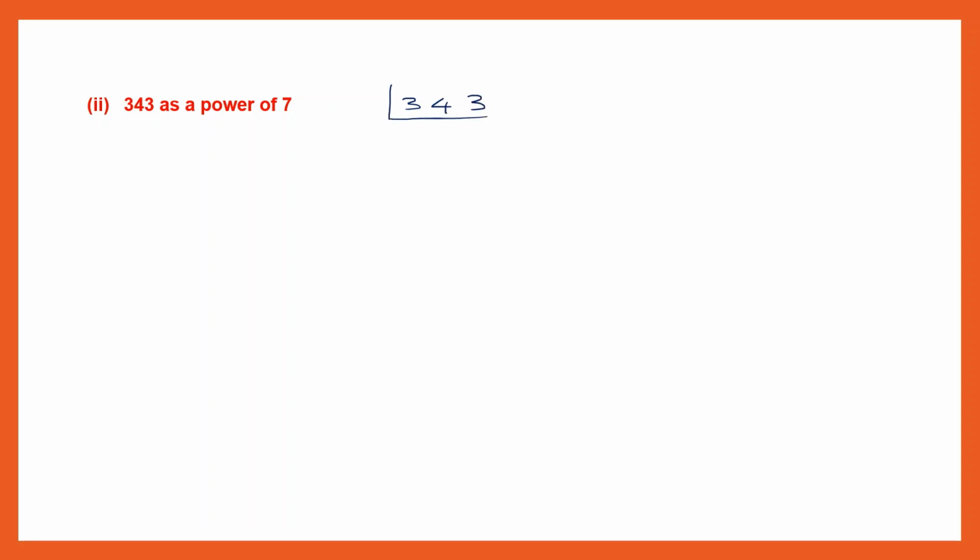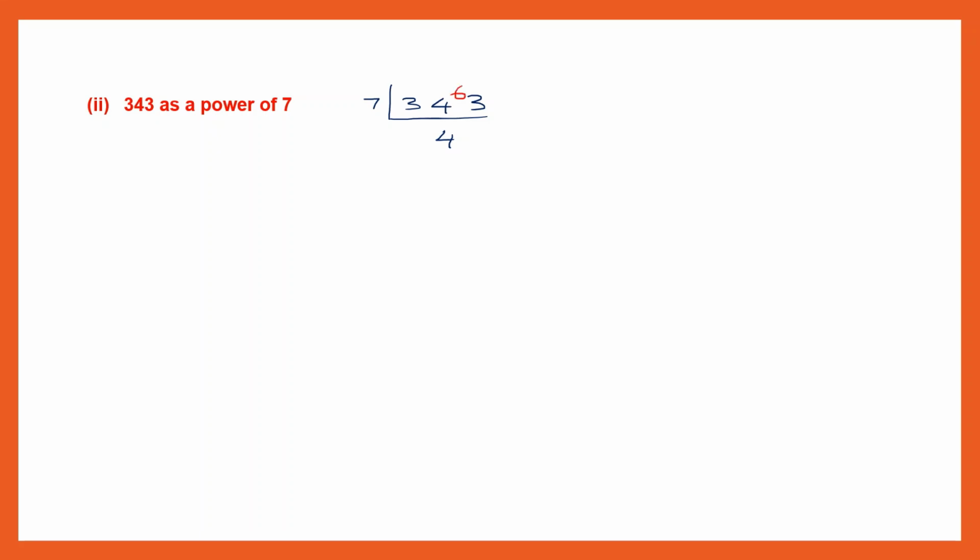343 divided by 7. So let's take the number 34. So 7, which is the number closest to 34? 28. 7 4s are 28. Now how much is left? After 28, count and reach 34. 28, 29, 30, 31, 32, 33, 34. That is 6, isn't it? So let's put 6 there.